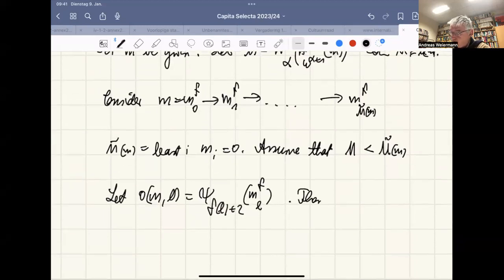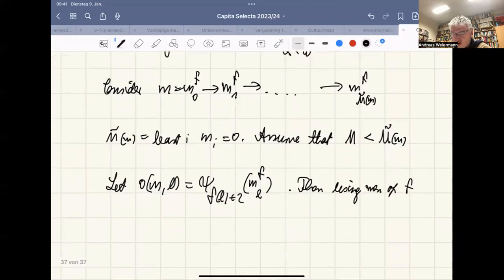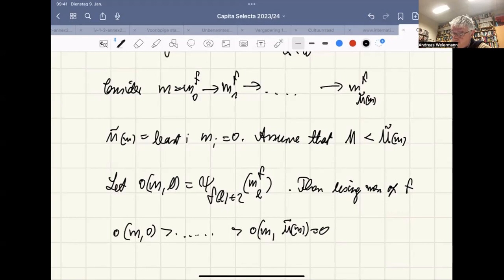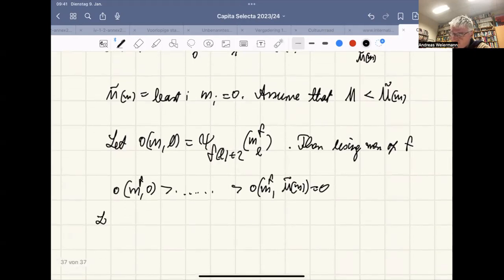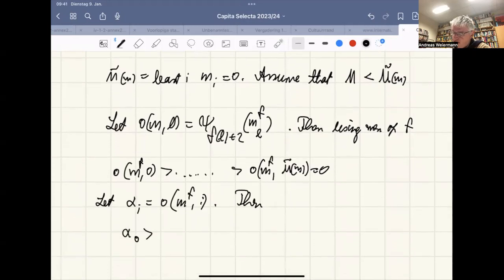Then, now here using the monotonicity of f, we can show that OM0 is bigger than OM M tilde of M, which is 0 for the first time. And these are the MFs. Now let alpha I be OMF of I. Then what? Alpha 0 is bigger than alpha M. And now we assume here this one. So we assume that this sequence goes further.